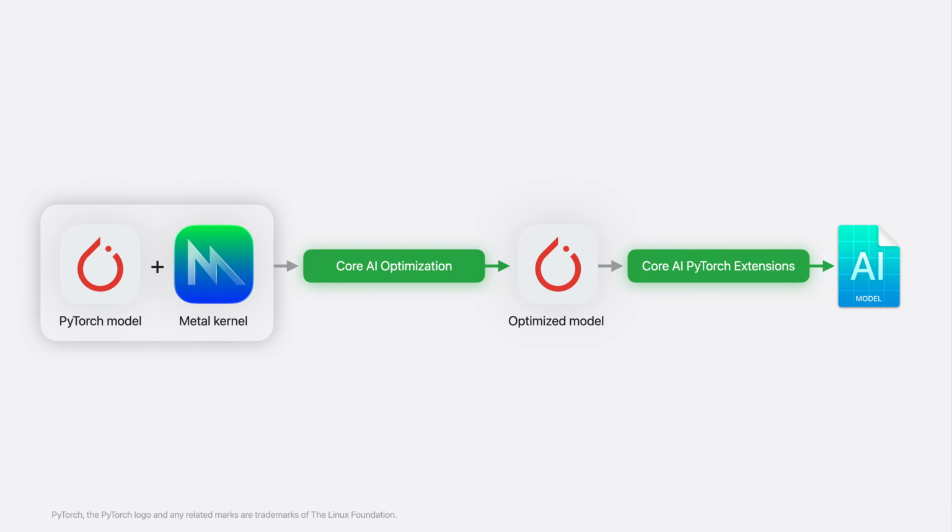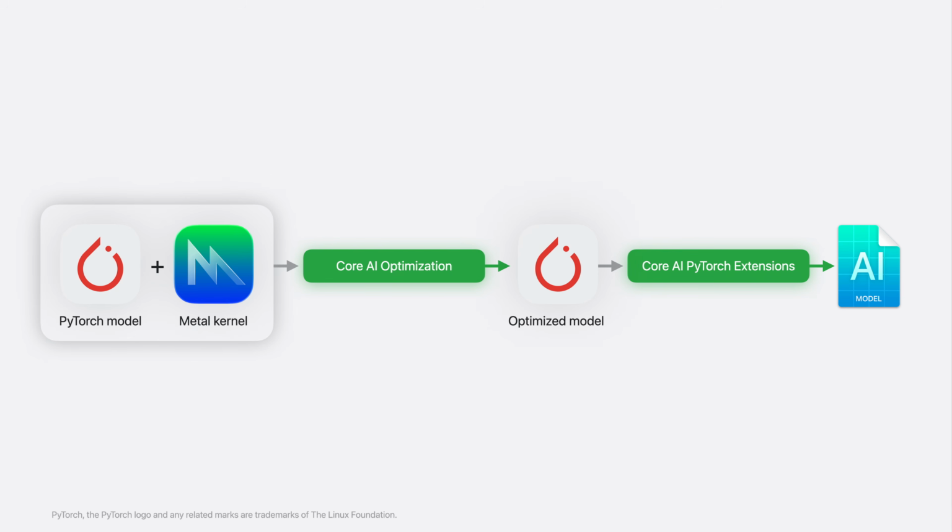Here's what changes with custom Metal kernels. I am adding a second input to Core AI Torch: my kernel's source code written in the Metal Shading Language, or MSL. The converter takes both my PyTorch model and my custom kernel and bundles them together into a single asset. The MSL is embedded right inside. It ships with the model.